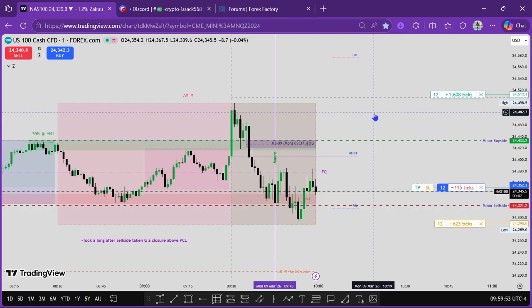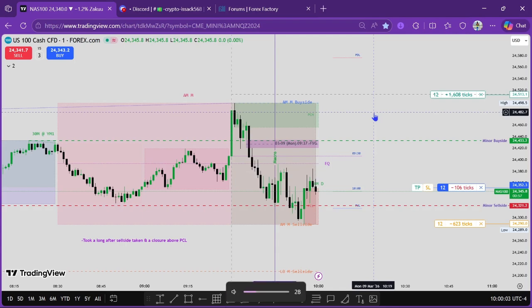So to avoid all that, don't have it in your mindset that you have to take a lot of trades every single day. You're going to lose a lot of money. You don't know it yet, but you're going to lose a lot of money trying to do that.